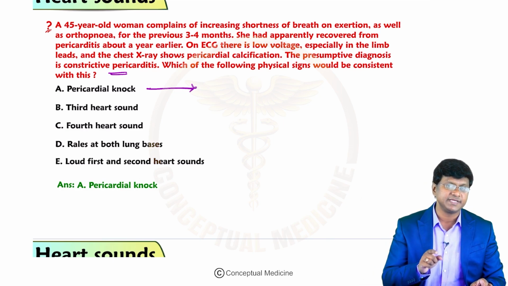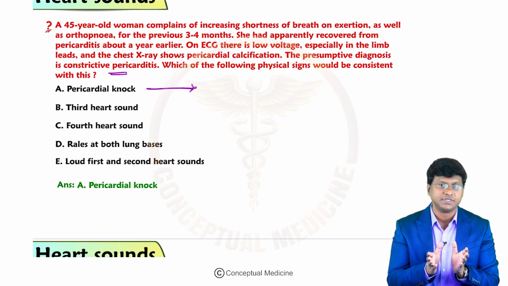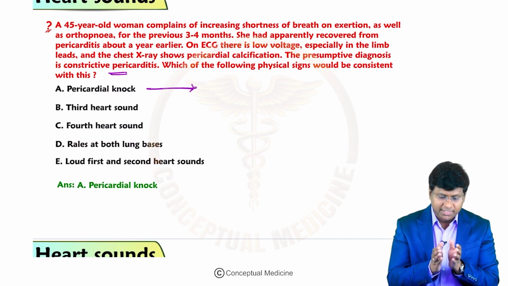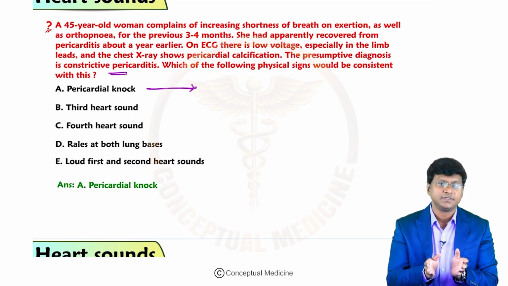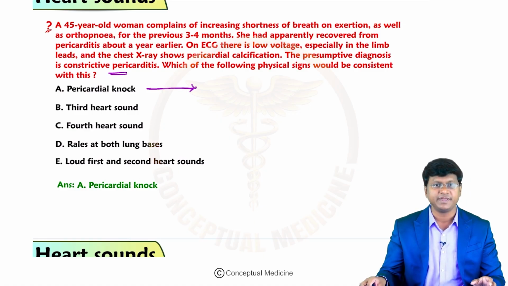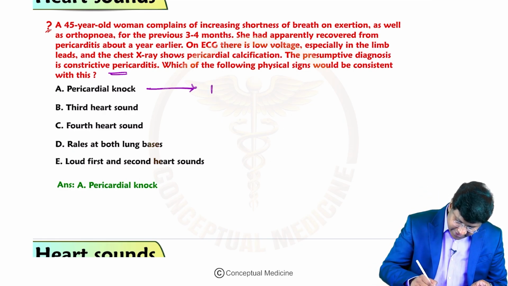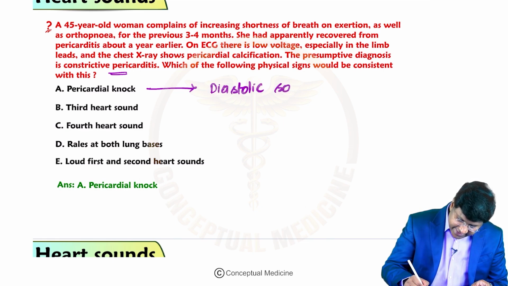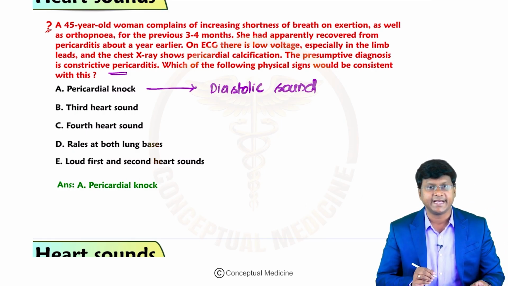So when the pericardium is thick and calcified, the ventricles cannot relax completely. Ventricles will relax and suddenly stop, because the thickened pericardium will not allow the ventricle to relax. When the ventricular relaxation suddenly stops because of the thickened pericardium, that produces a sound, and that is called the pericardial knock. It is heard during diastole. That is the reason why it is considered to be a diastolic sound.